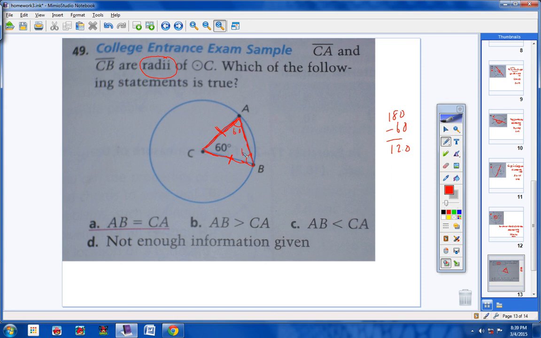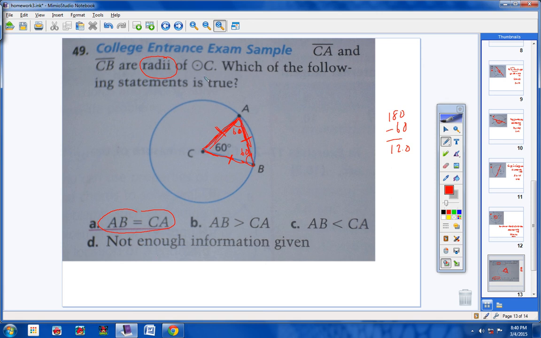60, 60, 60. Now, we learned that whenever you have an equilateral triangle, it's equiangular. Whenever you have an equiangular triangle, it's equilateral. So if I have 60, 60, 60, it's an equiangular triangle. If it's equiangular, then all three sides are congruent. So AB has to be equal to CA. It has to be. That is a true statement.